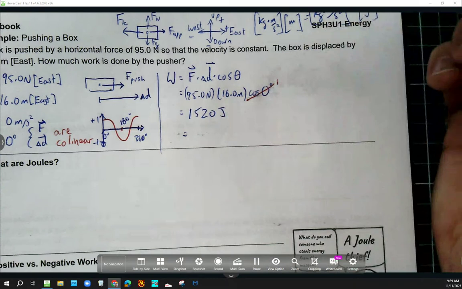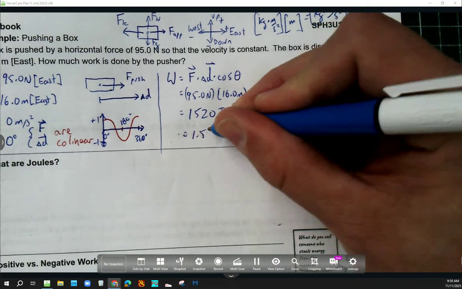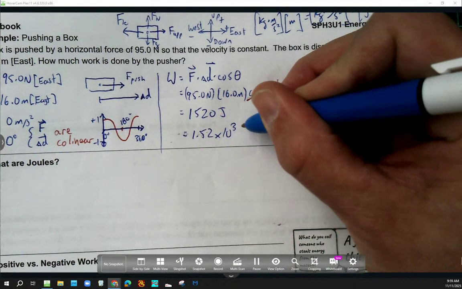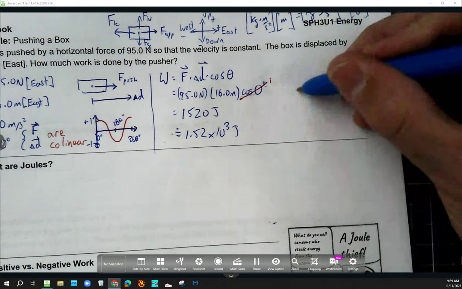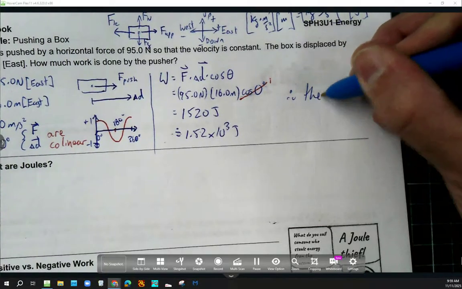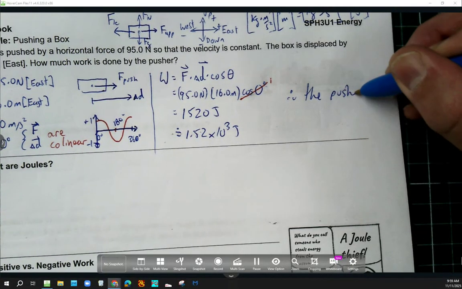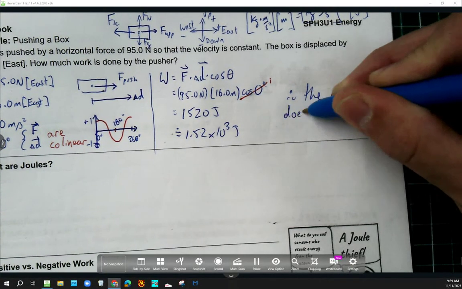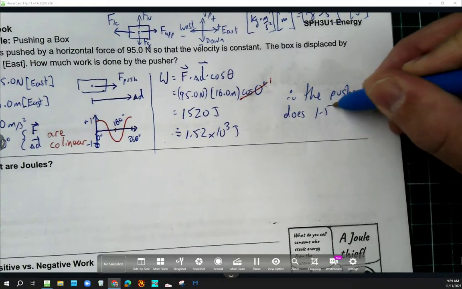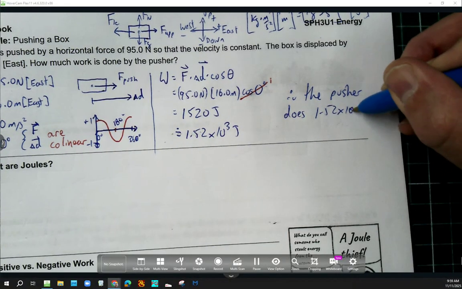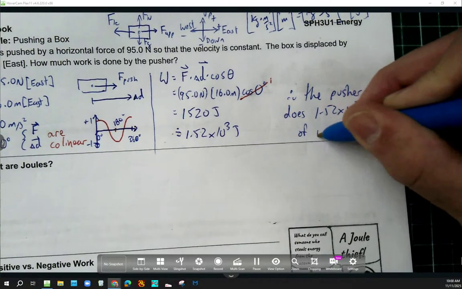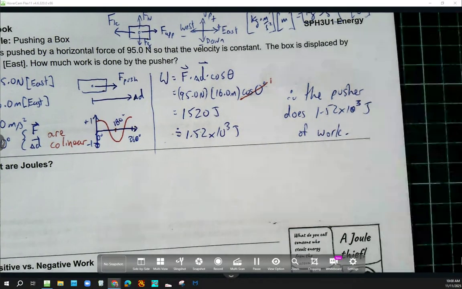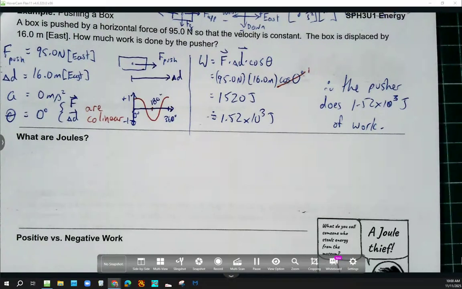So we calculate this. It looks like I only have 3 sig figs here, so 1.52 times 10 to the power of 3 joules is the best way to round that guy off. I'll put a little approximately equal to sign over there. And I could say, therefore, the pusher does 1.52 times 10 to the 3 joules of work. And this is like a work measurement that we could have built into a lab that we did in the past.